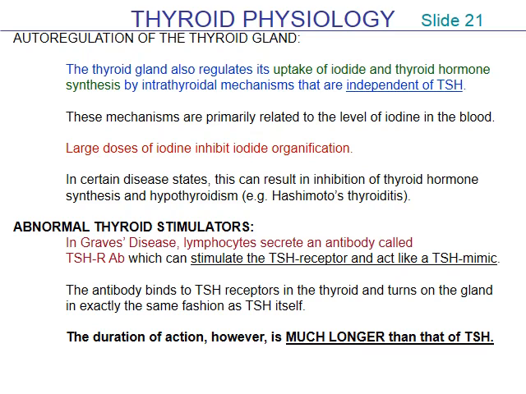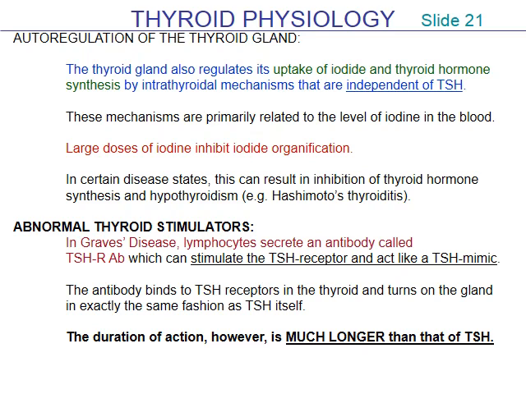So, with respect to the thyroid gland, it regulates its uptake of iodide and its rate of thyroid hormone synthesis by intrathyroidal mechanisms, which are independent of TSH. The mechanisms are primarily related to the levels of iodine in the blood. Large doses of iodine will inhibit, for example, iodide organification. And there are certain disease states where this can result in the inhibition of thyroid synthesis in hypothyroidism, particularly a type of hypothyroidism caused by Hashimoto's thyroiditis.